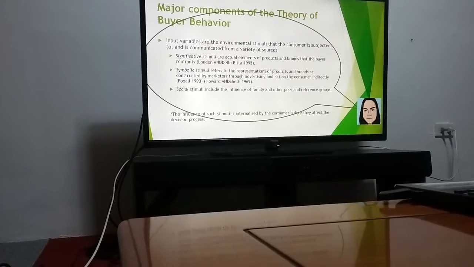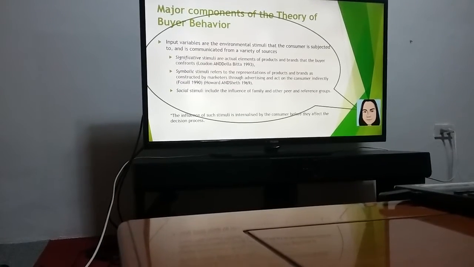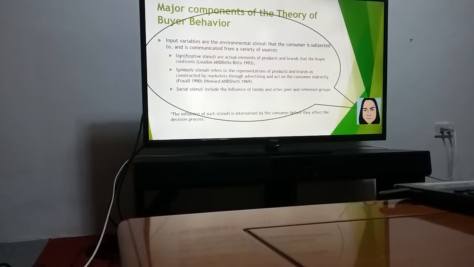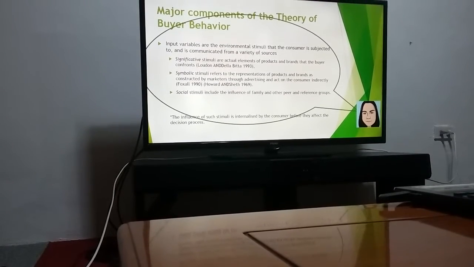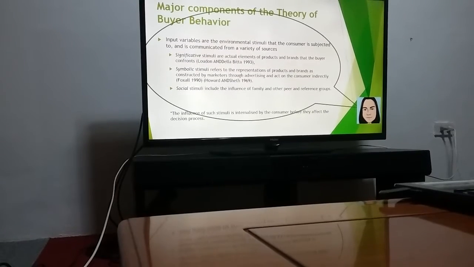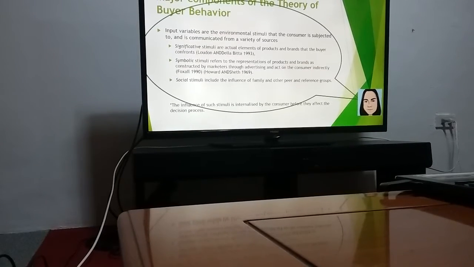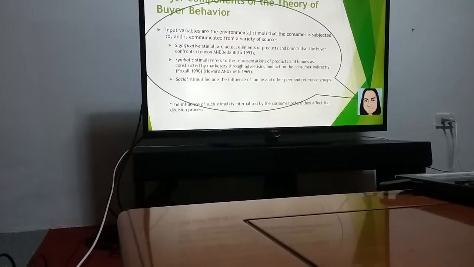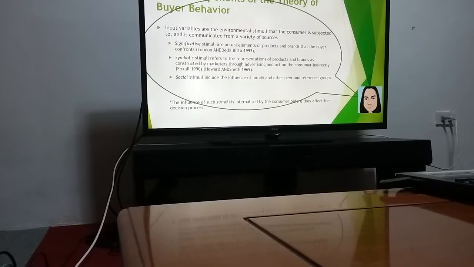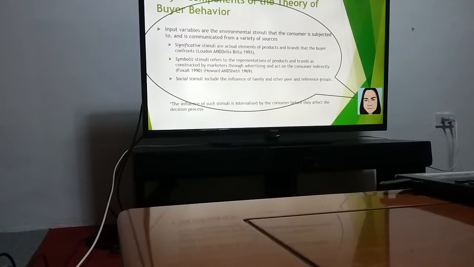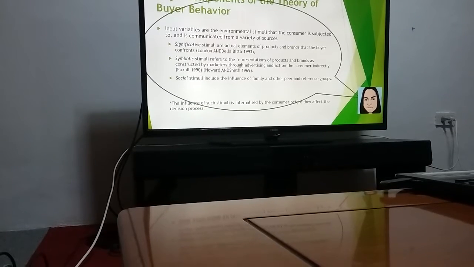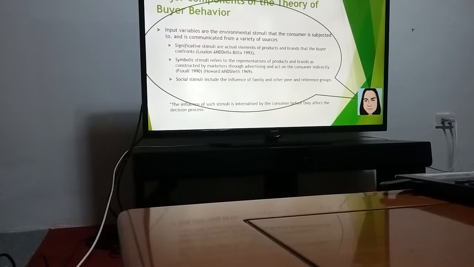Input variables are the environmental stimuli that the consumer is subjected to and is communicated from a variety of sources. There are significative stimuli, which are actual elements of products and brands that the buyer confronts. We have the symbolic stimuli, which refers to the representation of products and brands as constructed by marketers through advertising and act on the consumer indirectly. And we also have the social stimuli, which include the influence of family and other peer and reference groups.